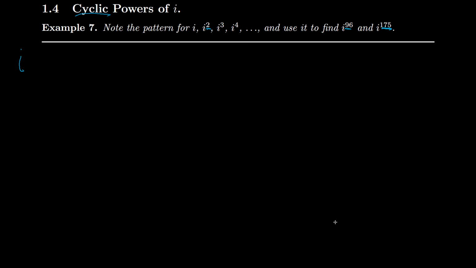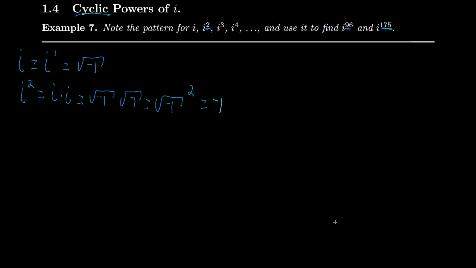So first off, let's talk about I. This is I to the first power, if you want to think of it that way. So think about it this way. I equals I to the first power, which is just the square root of negative 1. I squared is just I times I. By definition, anything squared is that number times itself. That's the square root of negative 1 times the square root of negative 1, which is the square root of negative 1 squared, which is negative 1. That is, I squared is negative 1.